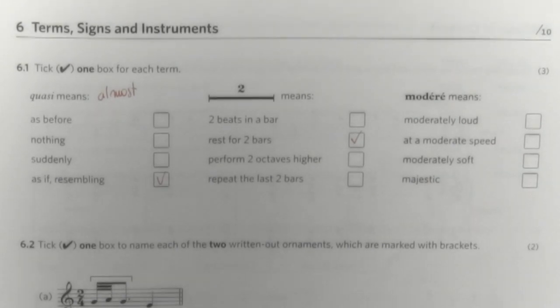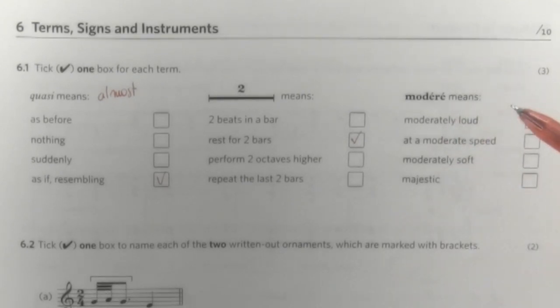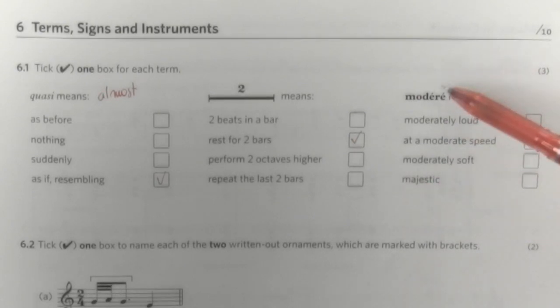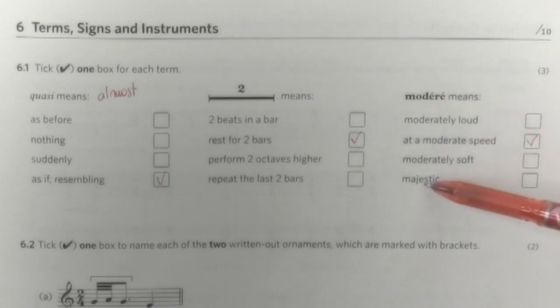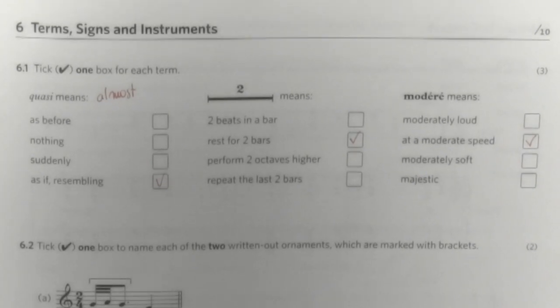Yeah, rests for 2 bars. Modéré, as we said, is a French word for moderate, moderato. So moderato, at a moderate speed, because it refers to speed, not dynamic. Okay, modéré. Now, if you see, for example, majestic, it is a word that is so far from modéré, you can't really mix them up. Just use it. It's the easiest way of remembering things. It's usually the one that you need. I hope this helps.